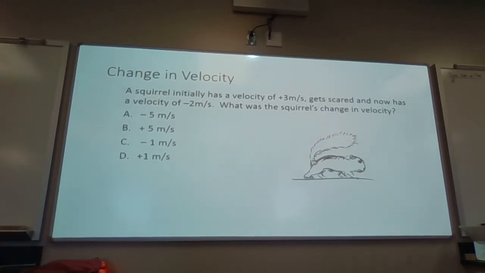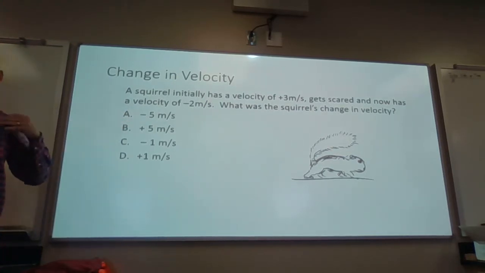Tell your neighbor. Correct answer is A. Change in velocity is final minus initial. Okay. Final is negative 2 meters a second minus initial positive 3 meters a second. The change in velocity is negative 5 meters a second.